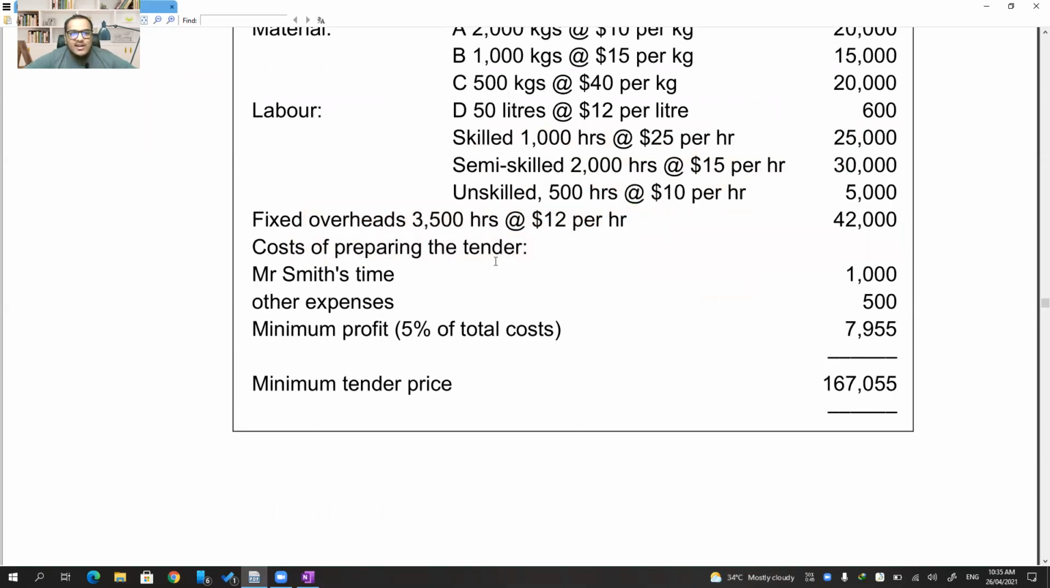Cost of preparing the tender. This is useless. These two are useless: Mr. Smith's time, other expenses, and minimum profit. These three are useless to be there. Why? Because he already spent time on preparing the tender, so that is a sunk cost. So we will not consider other expenses. This also relates to preparing the tender, sunk cost. Minimum profit should not be there, right? Because they want to sell at a minimum price, so why add a profit? If you want to sell at minimum price, you should not add any profit to that. So these three are useless unless they give any other information relating to other expenses.